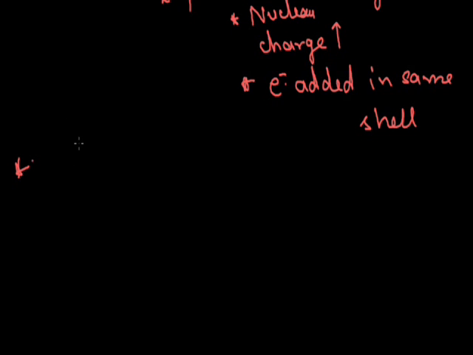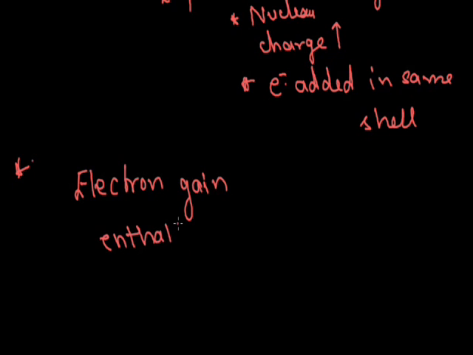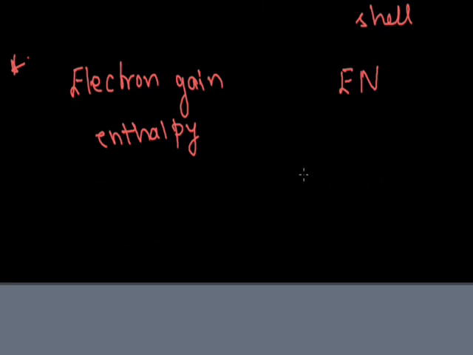Next, we'll consider the differences in electron affinity, or we call it electron gain enthalpy also, as I've discussed earlier, and electronegativity. Now, why are we studying this? The reason being both the properties represent the attraction of electrons toward itself. That's why we should know about their difference. So, the difference between EA and EN.